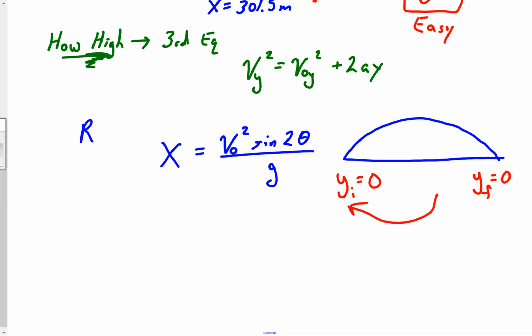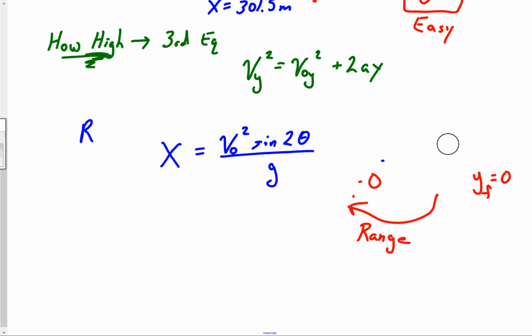If you want to know how to derive it, go look for my video on the range equation and you can learn how to derive that. It's a fun video. I love deriving equations. You may not.